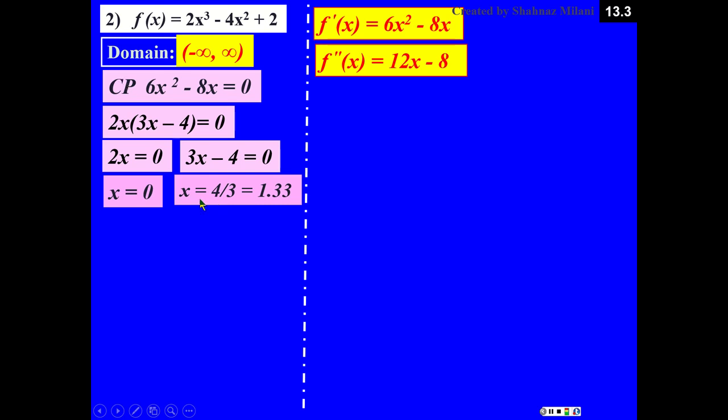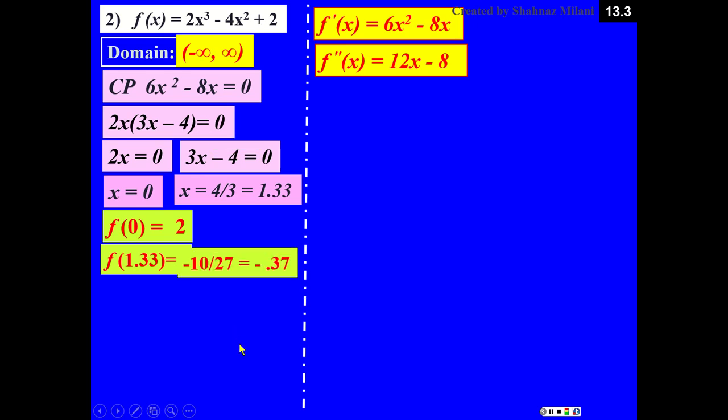I need a y value. For any y value, you always go to the original problem. It means you find f of 0. Go to the original problem, replace all your x's by 0. My y is going to be 2. Then I have one more critical number. Replace the x in your original problem with the 1.33, and that is going to be your answer.